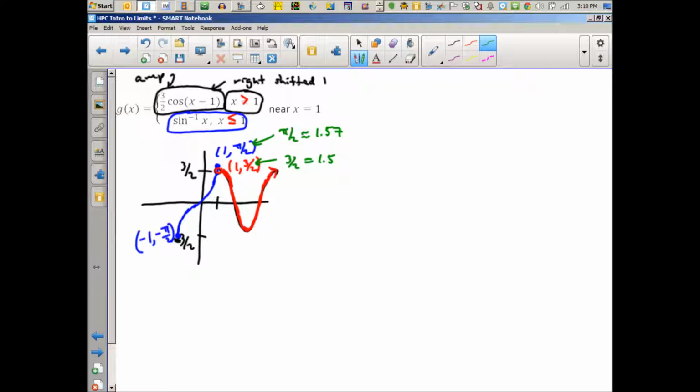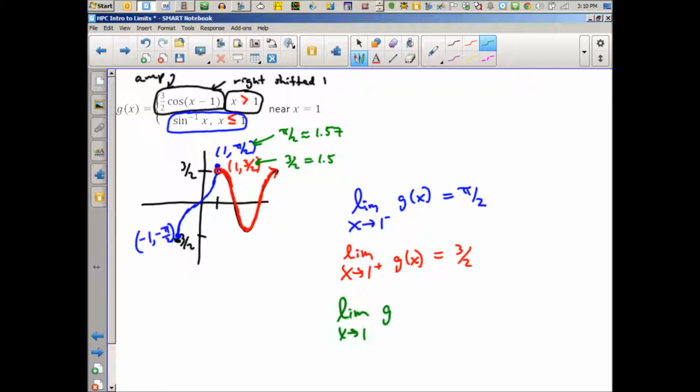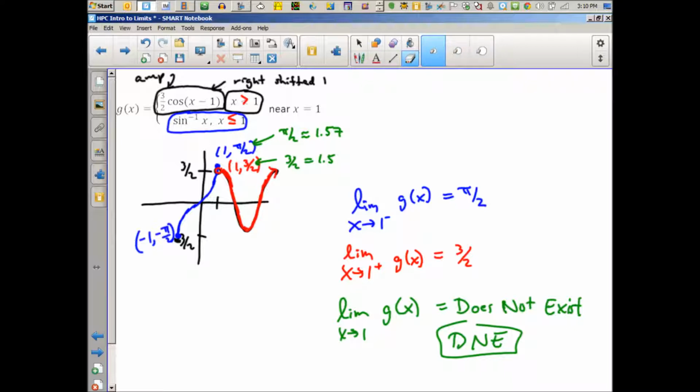Another way of saying it is, if you just look at the left side and we do a limit as x approaches 1 from the left, we get pi over 2. But the limit as x goes to 1 from the right gives me 3/2, and last I checked, those are not the same number. So basically we would say that this does not exist. Or you can say D and E, as we said earlier. So what makes it not exist is the fact that we don't have agreement. The limit does not exist.